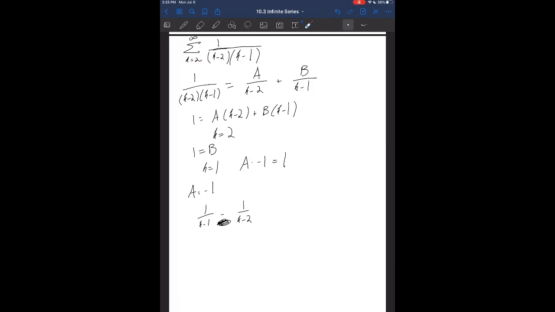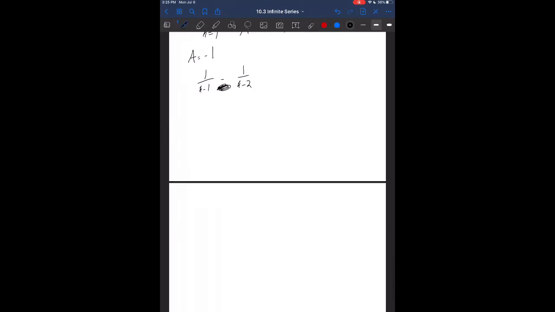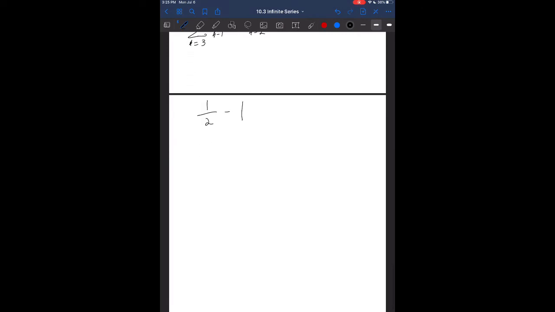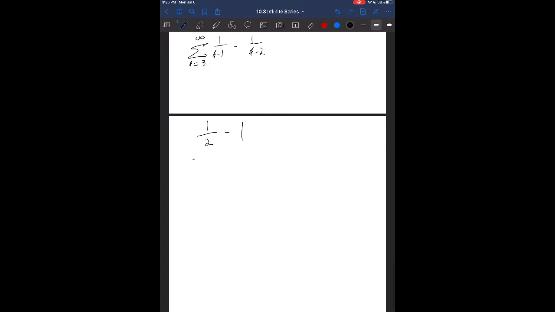So I start now at k equals 2, oh sorry, that should be k equals 3, because otherwise I'm dividing by 0 the first time. With k equals 3, I now have this sum from k equals 3 to infinity of 1 over k minus 1 minus 1 over k minus 2. So k equals 3 is going to be 1/2 minus 1, right? Since 3 minus 2 is 1.